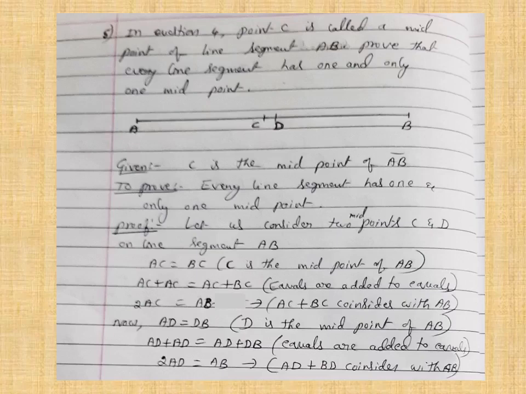Now, AD equals DB because D is the midpoint of AB. We have considered two midpoints to prove this. AD plus AD equals AD plus DB, equals are added to equals. Then 2AD equals AB, the whole length, since AD plus BD coincides with AB.